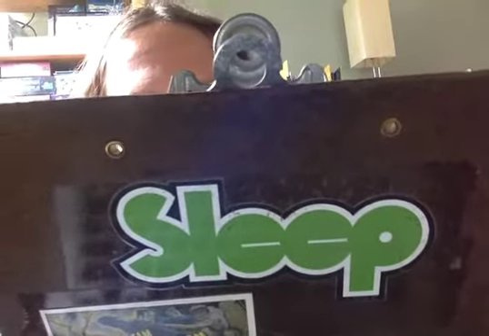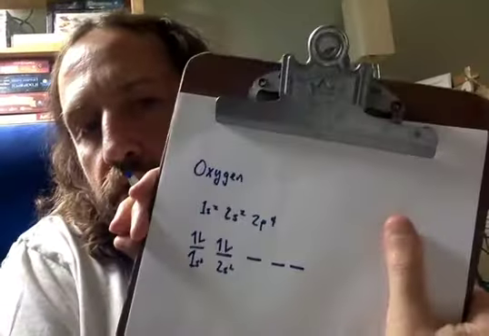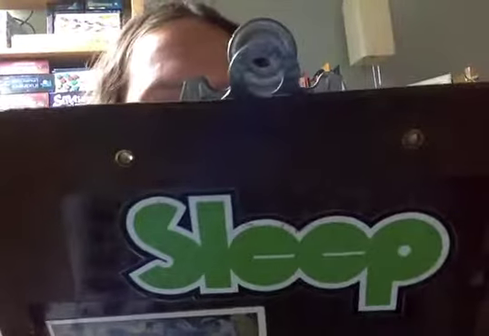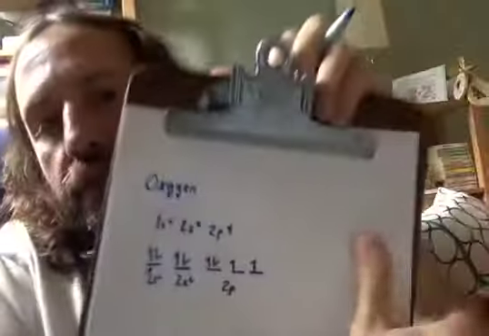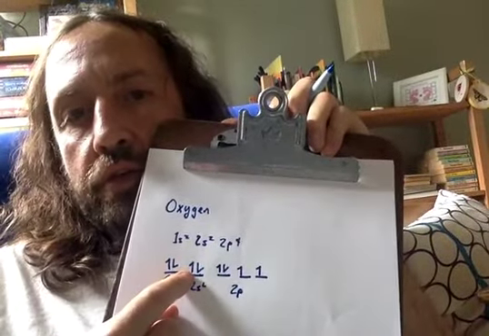1s2, up, down. 2s2, up, down, and 3 lines for the p. 2p is going to be up, up, up, down, down, down. So that is the orbital notation for oxygen. I'm going to show you something there.